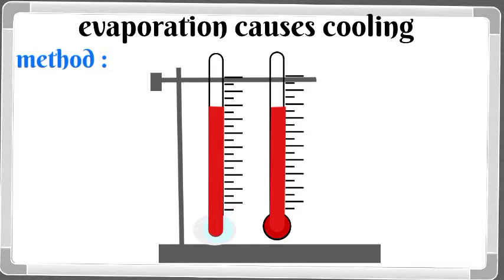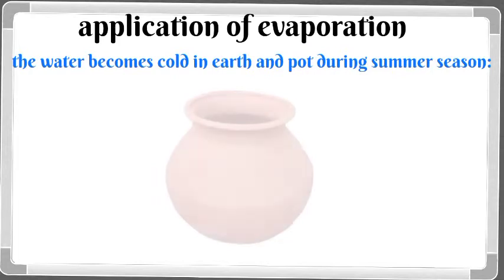Now pour a few drops of alcohol on the cotton tied to thermometer A. Carefully read the temperature of both thermometers. Observation: thermometer A begins to show a fall in temperature while thermometer B does not show any change in temperature. Discussion: when alcohol poured on the cotton tied on thermometer A evaporates, it causes cooling. Conclusion: evaporation causes cooling.